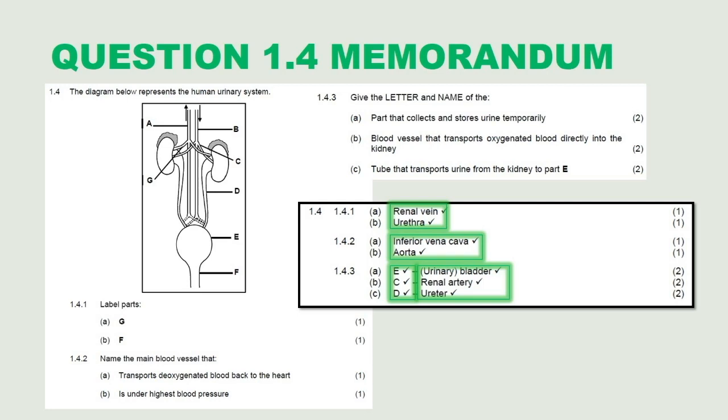Then the blood vessel that transports oxygenated blood directly to the kidney. It's not the aorta; it's the blood vessel that transports the blood into the kidney. That's going to be letter C, which is the renal artery. Remember, an artery always takes blood away from the heart. Then lastly, the tube that transports urine from the kidney to part E. Remember, part E is the bladder. So that's going to be letter D, and that's the ureter.